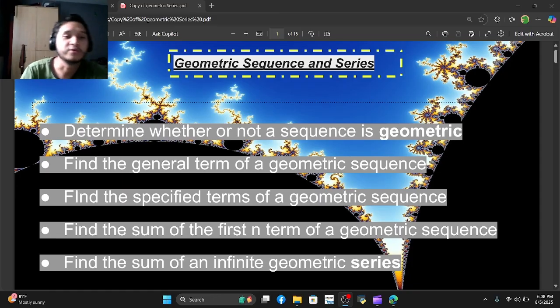So the 5 points that we will be doing today: determine whether or not a sequence is geometric. Find the general term of a geometric sequence. Find the specified terms of a geometric sequence. Find the sum of the first n terms of a geometric sequence. Find the sum of an infinite geometric series.